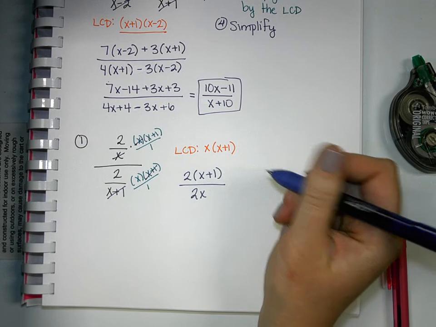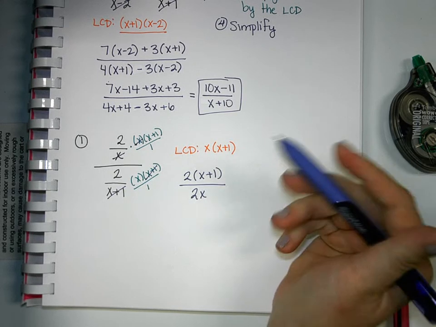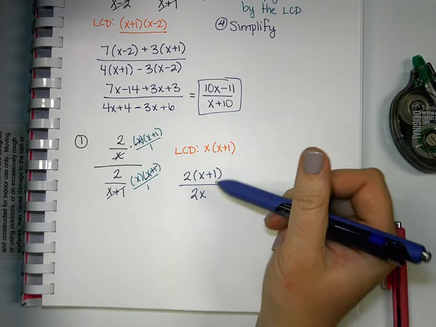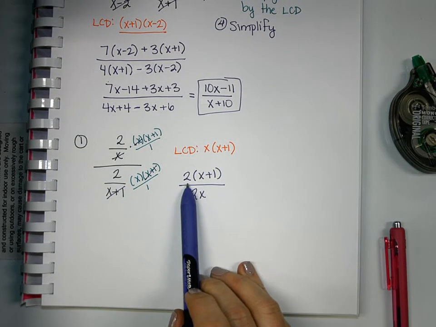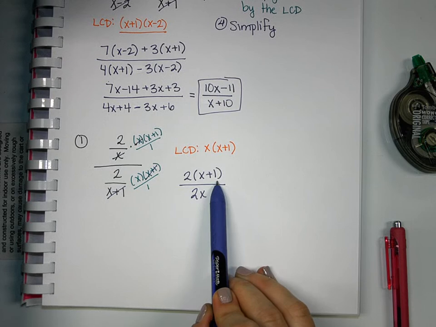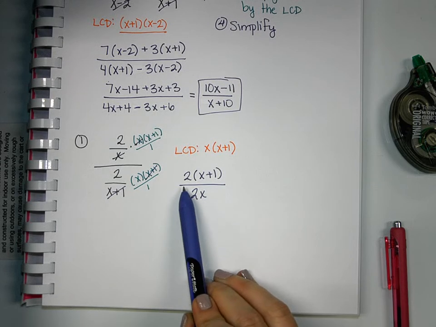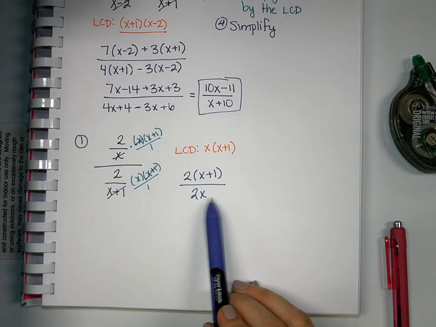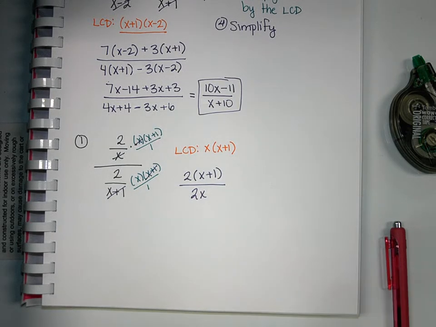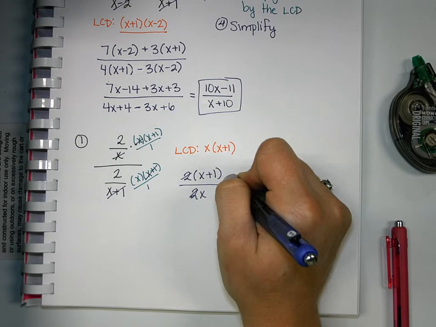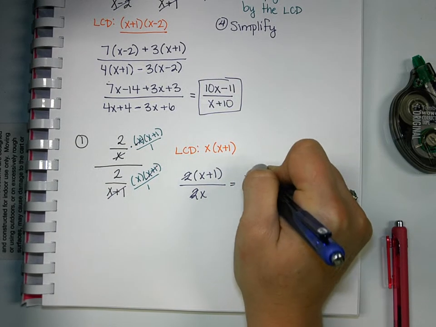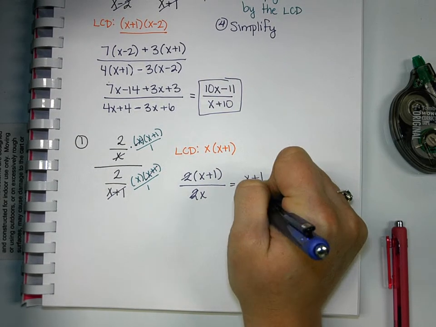So before I go and distribute anything, the way that these look already is factored. So on top, I have 2 times x plus 1. So the GCF is 2. On the bottom, I have 2 times x. So I can actually simplify this by canceling out the 2's, giving me a final answer of x plus 1 over x.